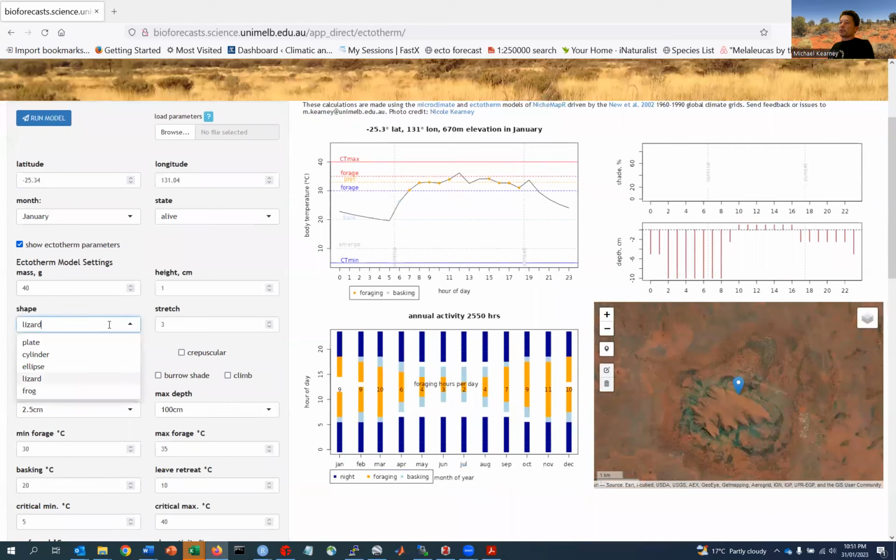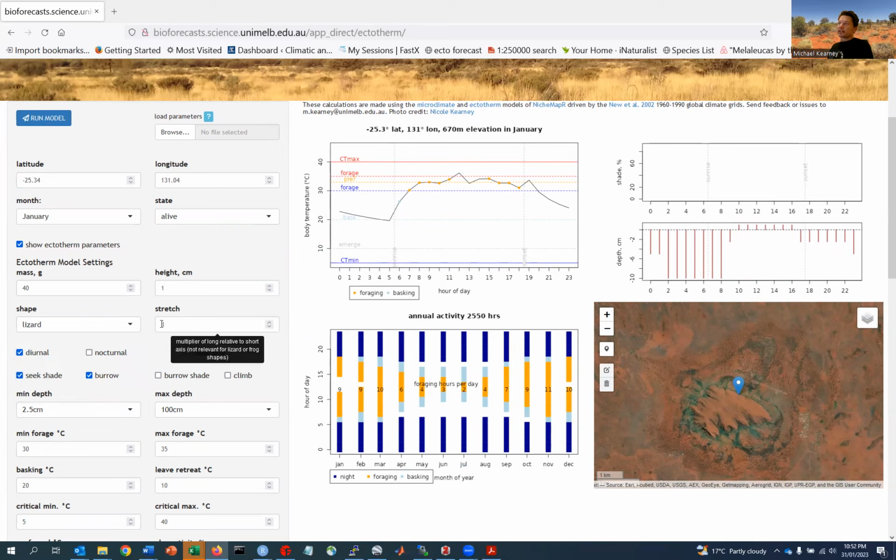You can change the shape. You can change it from a plate to a cylinder to an ellipse to a lizard to a frog shape. The lizard and frog shapes are customized shapes, the lizard based on the desert iguana from Warren Porter's work, and the frog based on the leopard frog from Dick Tracy's work. But you can consider it an elliptical lizard if you like. You can choose whichever one you want.